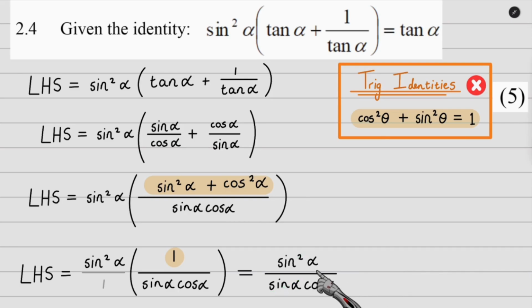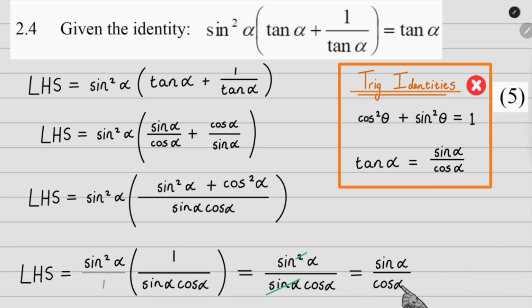Sine squared of alpha is just a fancy way of writing sine alpha times sine alpha. So if we expand it into that, then these two sines of alpha would cancel, and I'm only left with sine alpha over cos alpha.